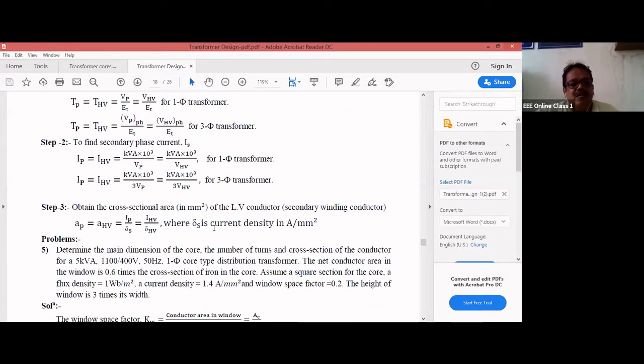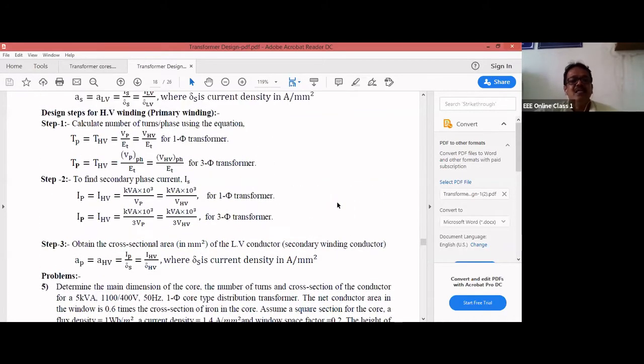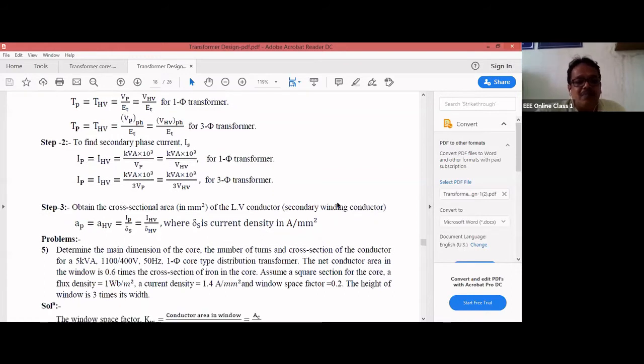And the same thing, you calculate the cross-sectional area of the high voltage side, the high voltage winding. AP is equal to IP by delta P, or IHV by delta HV, where delta is the current density, and current density remains the same for both primary and secondary. With this, I will continue with the problem.